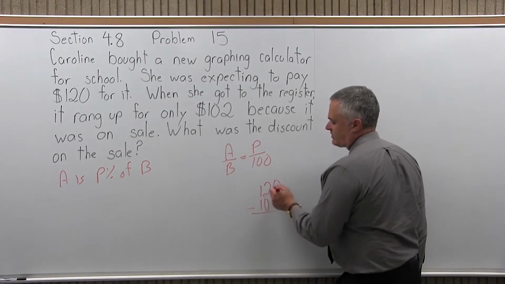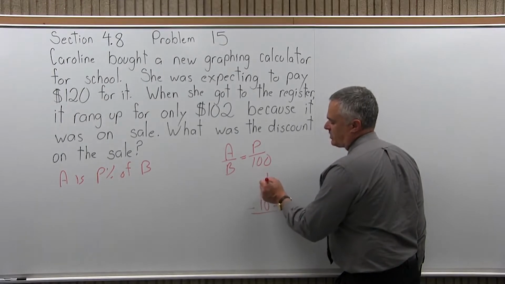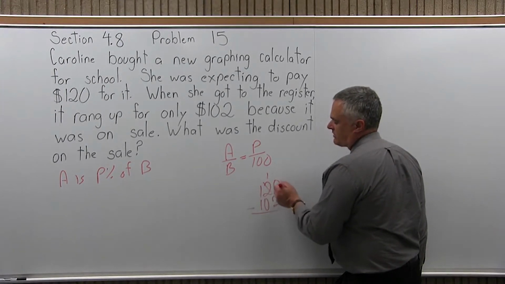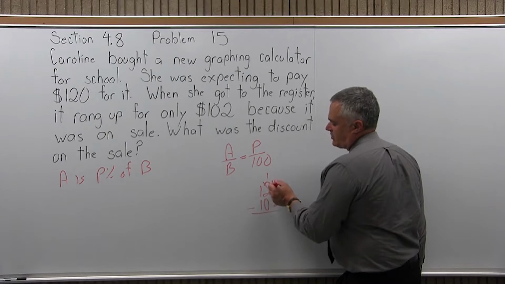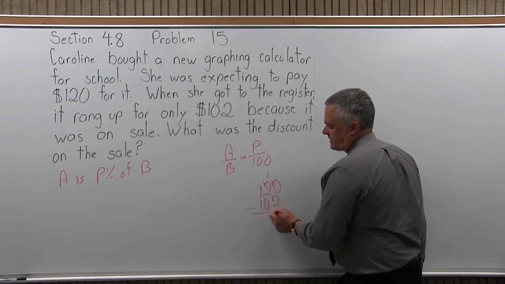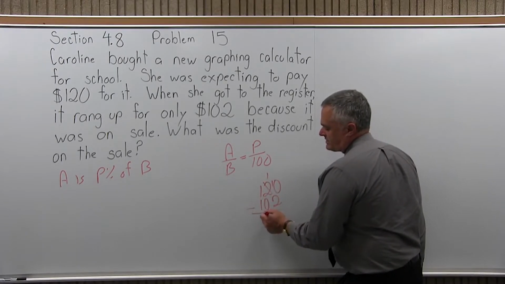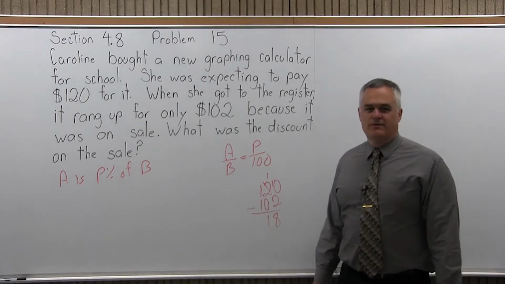So if I subtract those numbers, 0 minus 2 won't go, so I'm going to borrow. The 2 gets crossed off, turned into a 1, and turn that 0 into a 10. 10 minus 2 is 8. 1 minus 0 is 1. 1 minus 1 is nothing. So she got $18 off.